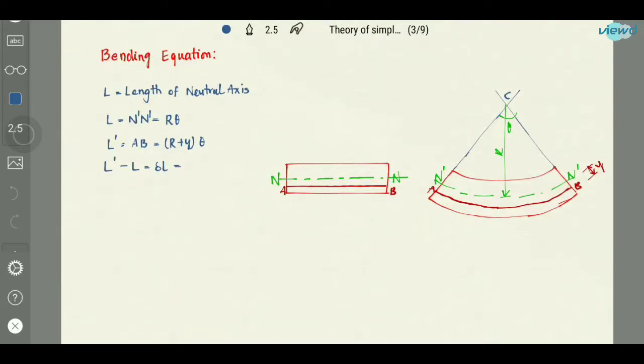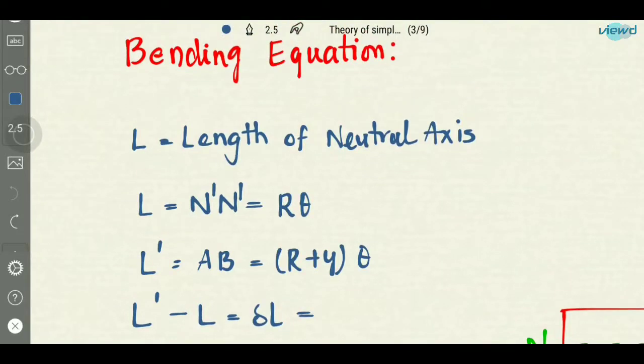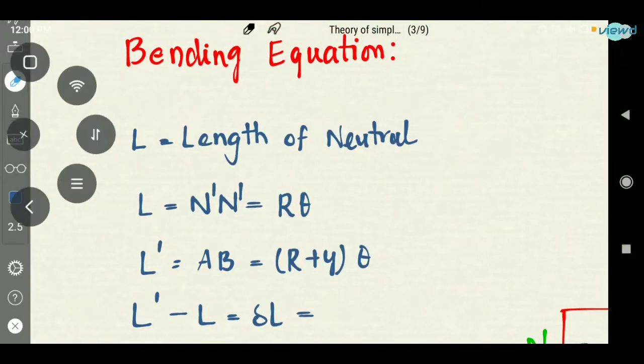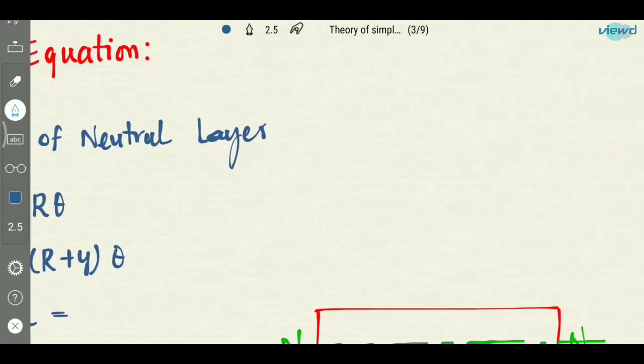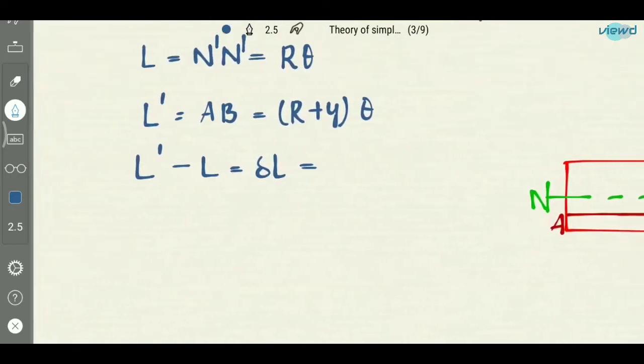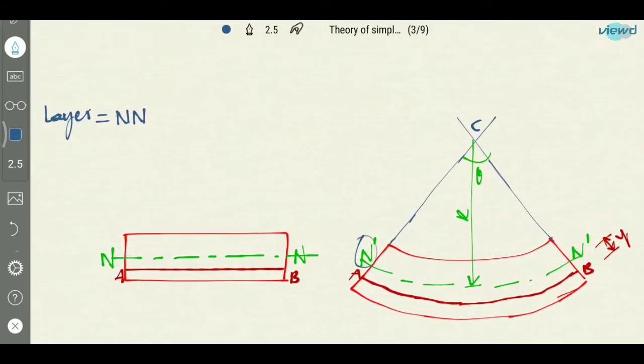Now let us see the bending equation. In theory of simple bending, the problems are solved using this bending equation only. Let us see how we derive it. Let us say L is the length of neutral axis. This is the length of neutral layer, the considered length of neutral layer. So L is the length of neutral layer, which is equal to NN before bending. So after bending it becomes N dash N dash.